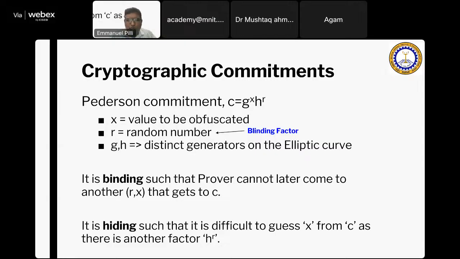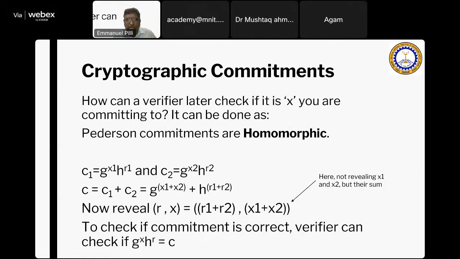So it is binding such that the prover cannot later come up with another r and x that gets to C, and it is hiding such that it is difficult to guess x from C, as there is another factor, h power r. So it's difficult to guess that information, and hence it's not easy to do that, right?